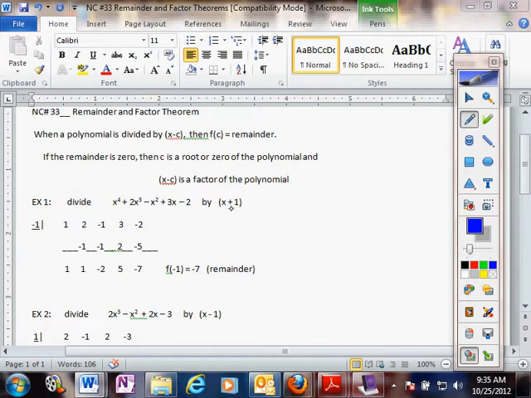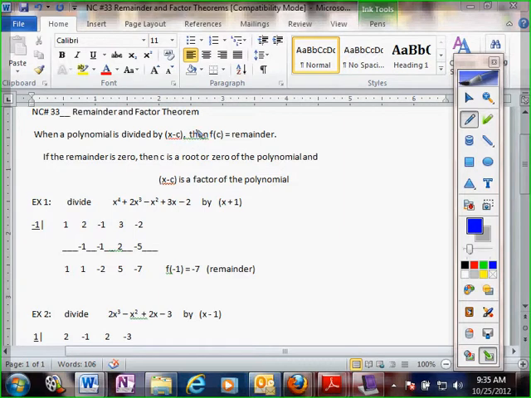Okay, let's discuss note cards 33 and 34. The first one is 33, remainder and factor theorem. What we're talking about, it says when a polynomial is divided by x minus c. And we're talking about synthetic division.